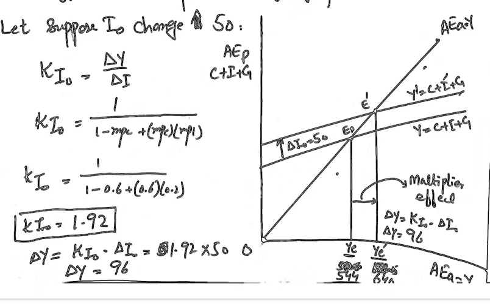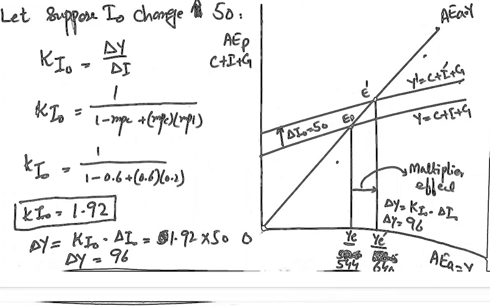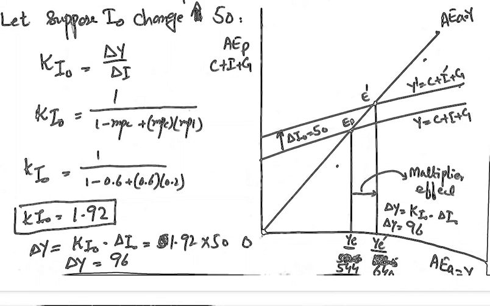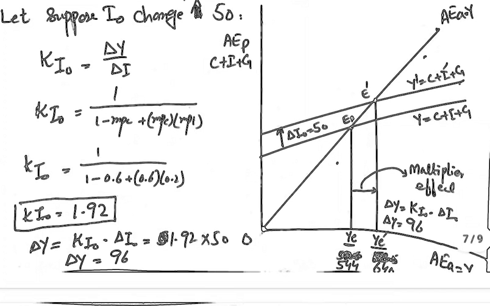The multiplier formula for investment is Ki naught is equal to 1 divided by 1 minus MPC plus MPC into MPT. And we know that the value of MPC is 0.6 and the value of MPT is 0.2, taken in the above hypothetical economy example. Putting in these values, we have calculated Ki naught, that is 1.92. The investment multiplier is 1.92.